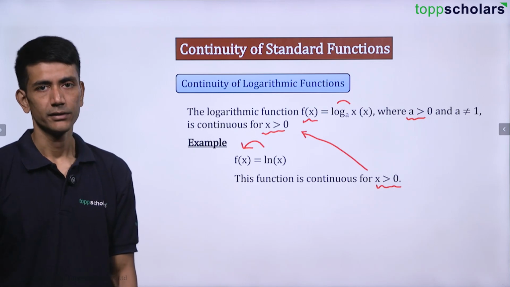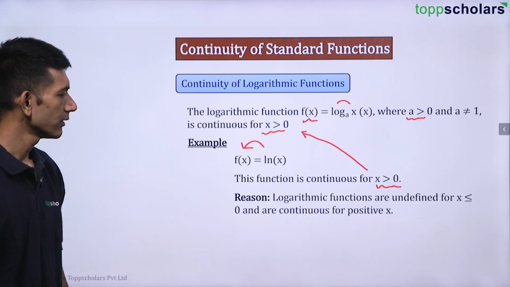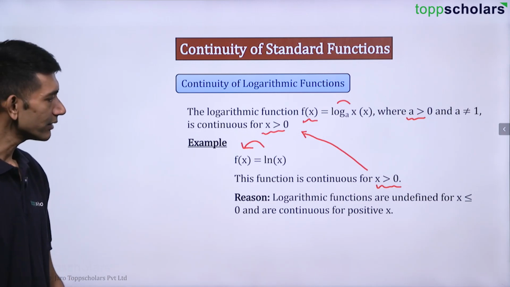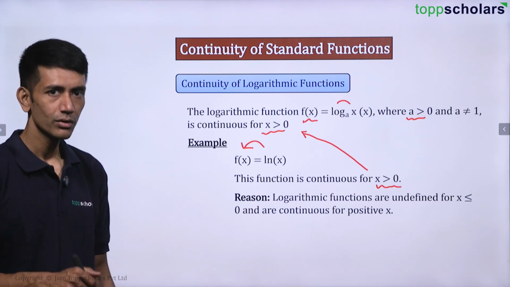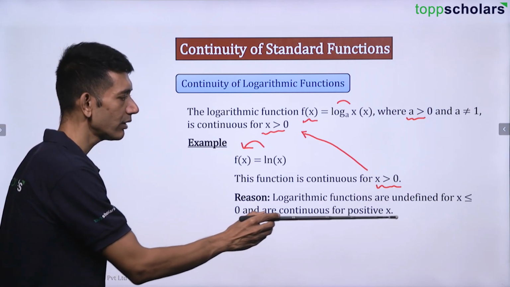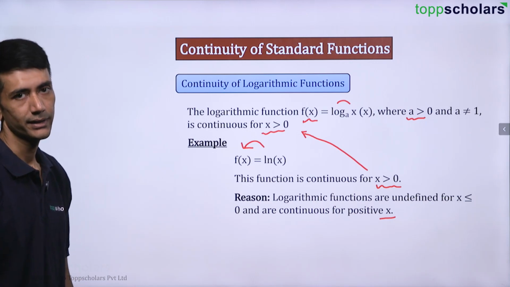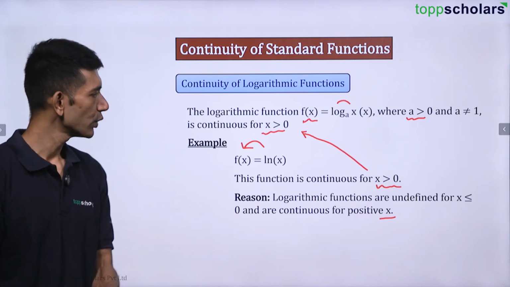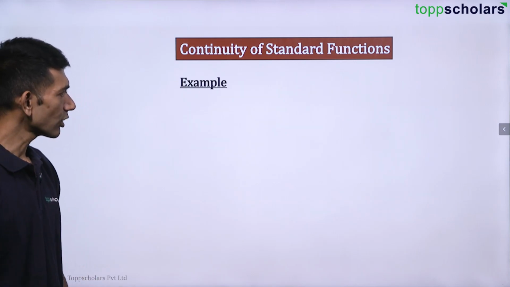I hope this part is clear, correct? So logarithmic functions are undefined, as you already know, for x less than or equal to 0. In that case, logarithmic functions are undefined and they are continuous only for positive x. That is, the value of x has to be greater than 0 only. Clear? Okay. Let us talk about some examples now.